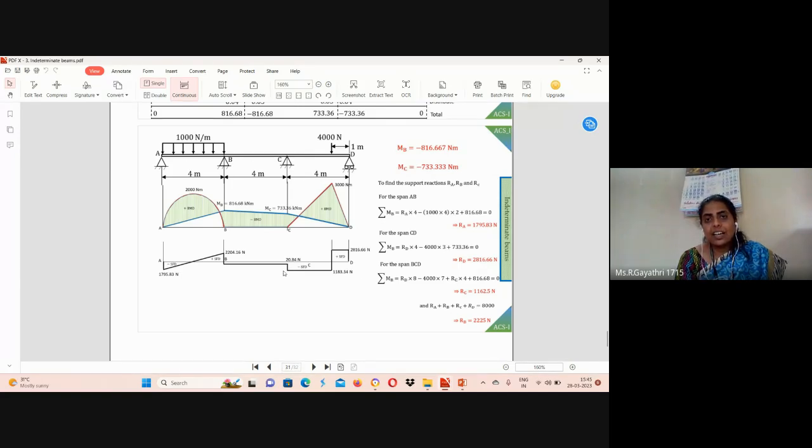At section C, we can expect reaction force RC. Reaction force RC value: RC plus RD is equal to 4000. RD value is 2816.